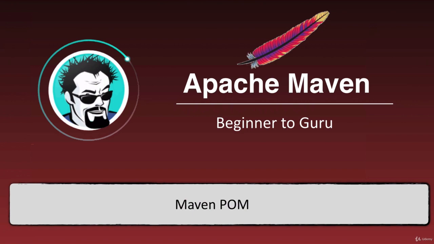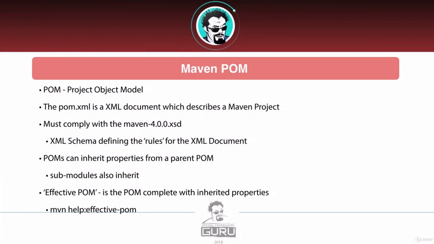In this video, we're going to take a closer look at the Maven POM. A few things I want to talk about it. It is known as the Maven POM or Project Object Model. That's what POM stands for. And the POM is an XML document, so pom.xml. And this is used to describe a Maven project.